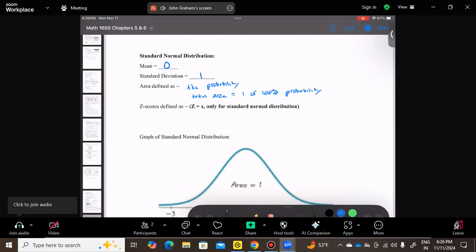Now, if you remember back in Section 3.3, we looked at a z-score. The z-score formula is z equals x minus x-bar over the standard deviation. It's defined as the number of standard deviations away from the mean. This is the distance along the x-axis.